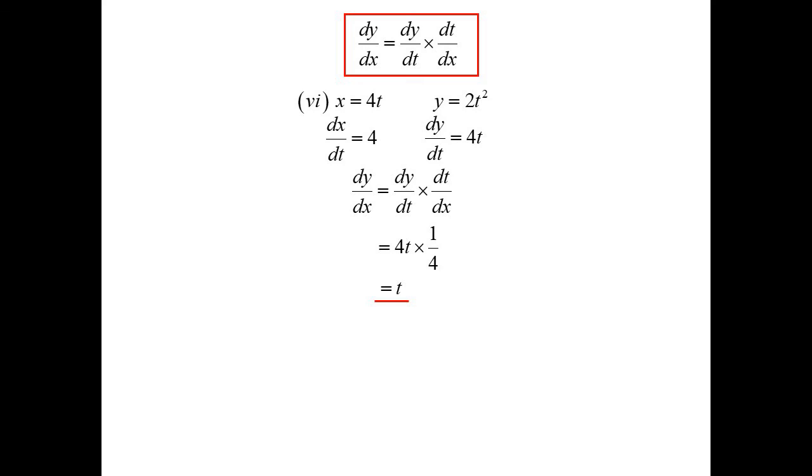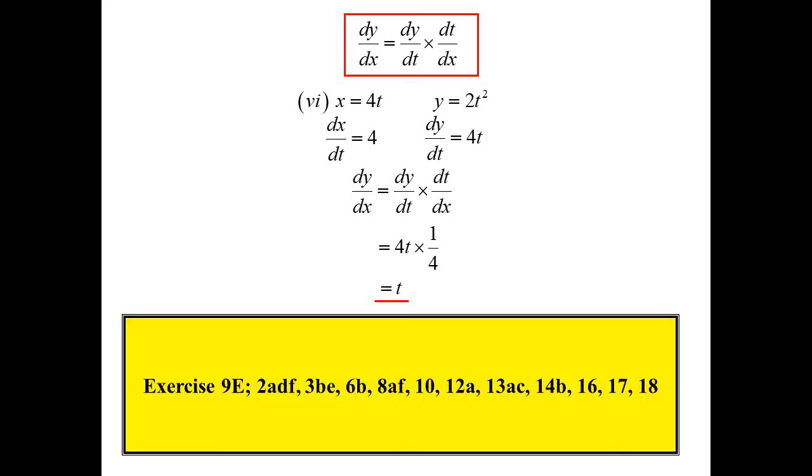Now, if I wanted to make it in terms of x, I could go back to x equals 4t. I could rewrite that as t equals x over 4, and then that would be my derivative. dy/dx would be x over 4. So if I wanted to use the x values, I could. All right, let's play with 9e.